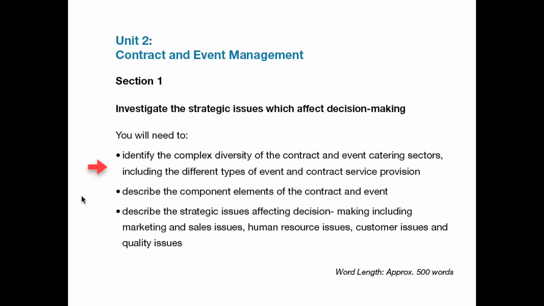On bullet point 2, you need to identify and describe how a contract and event is structured, its main elements, stages, timescales, stakeholders, etc. And here you need to focus on strategic level decision making, not operational level decision making, looking at issues such as cost and funding implications, risk management, ethical issues, environmental issues, image and reputation, and potential competitor responses.